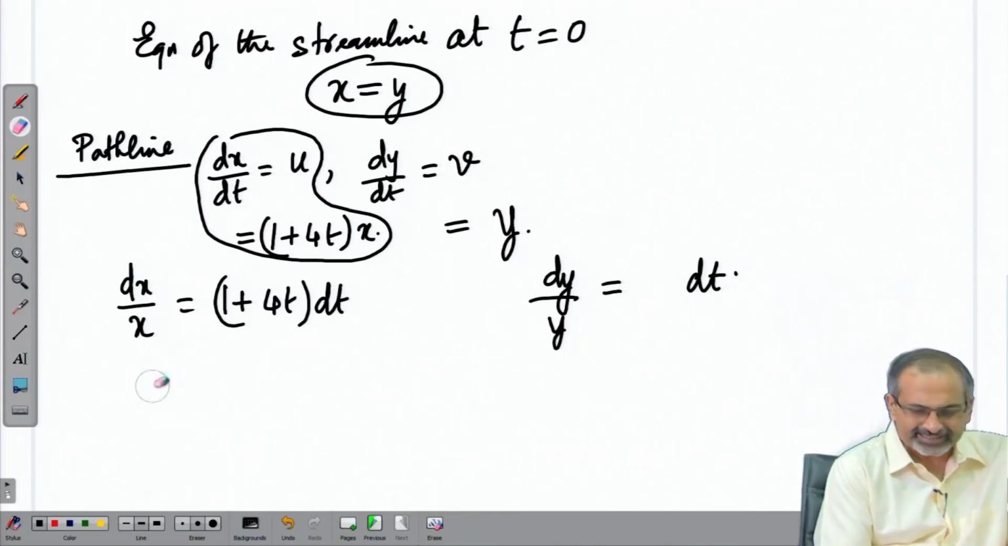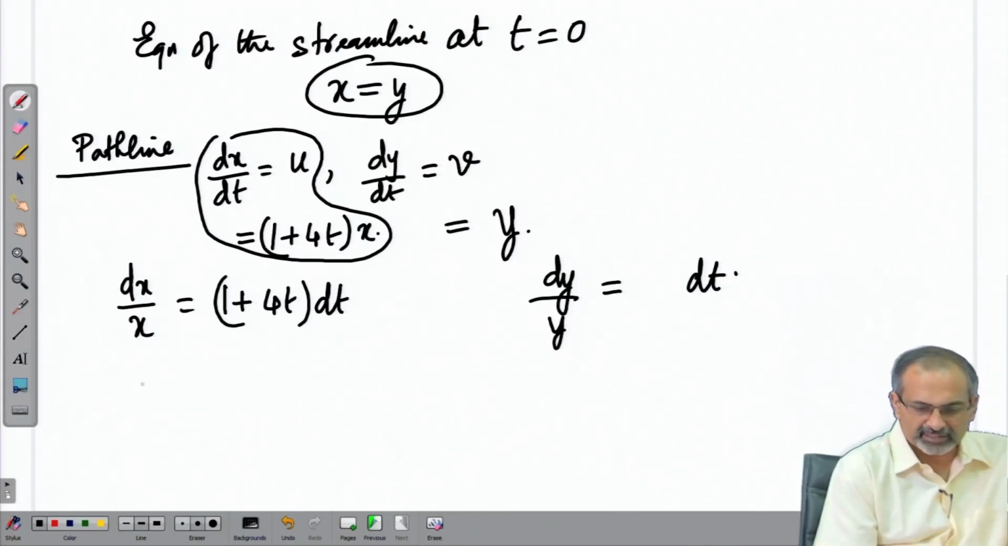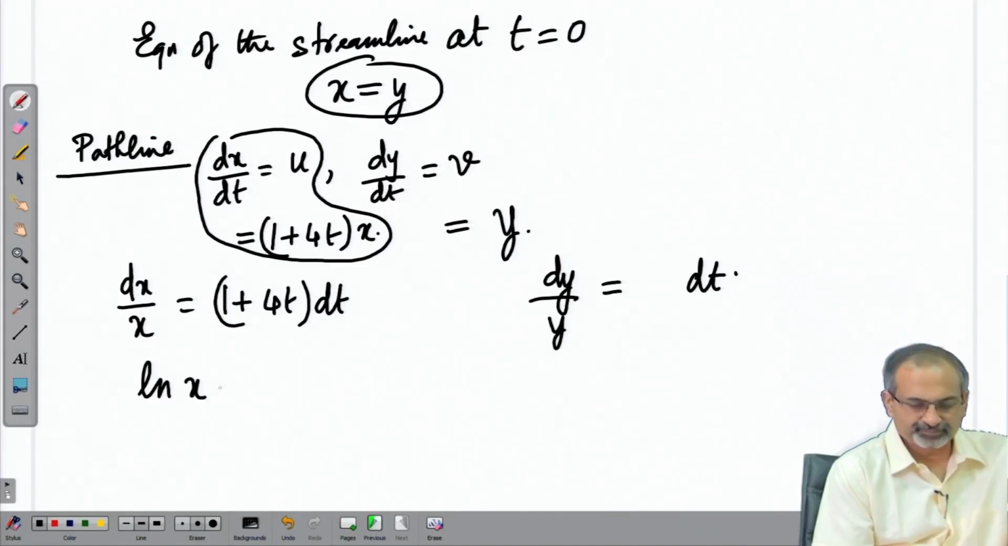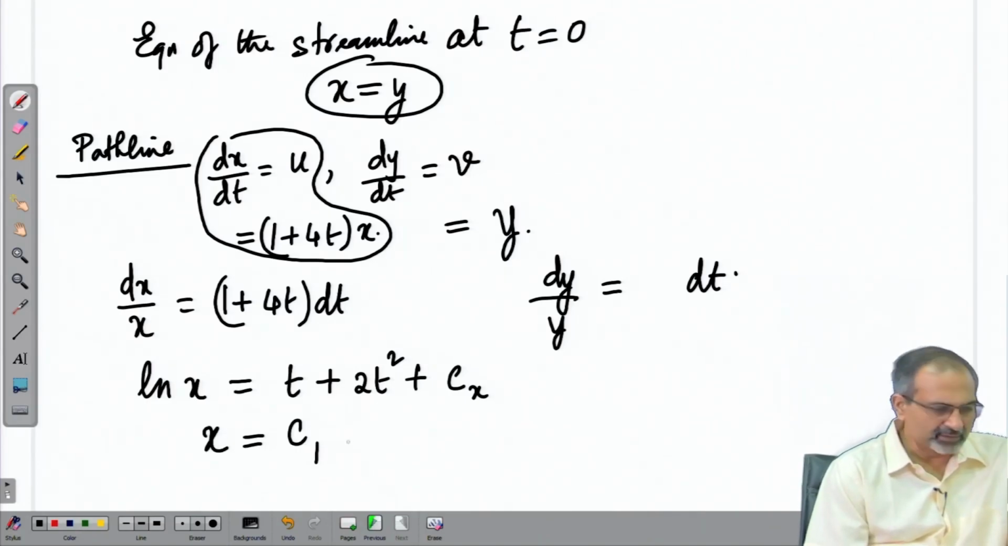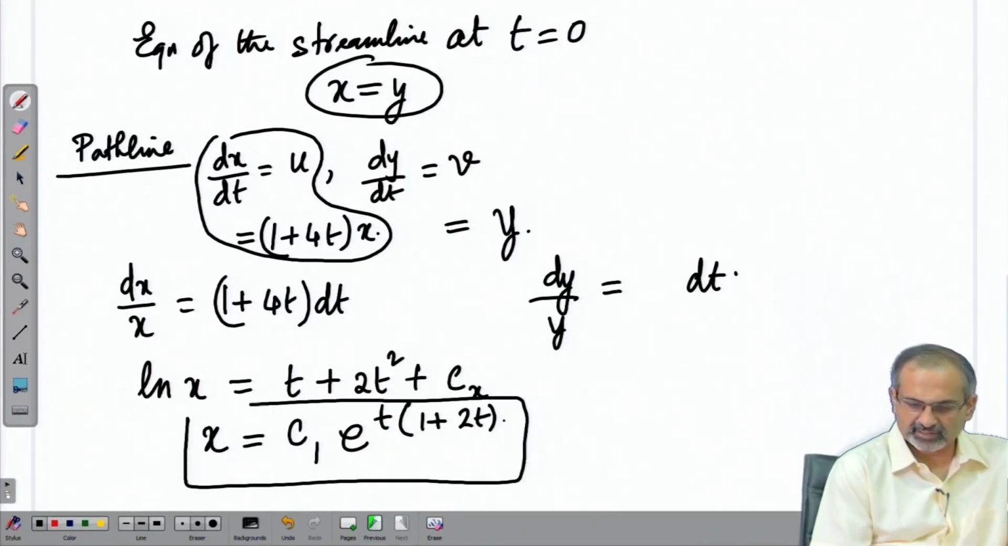Now, let us integrate it. What you will get out of the integration is natural log x equals t plus 2t squared, plus a constant, say c x. Finally, we absorb that constant, and when we remove the natural log, x is equal to c1 times e to the power of t into 1 plus 2t. So, this is the equation for x.